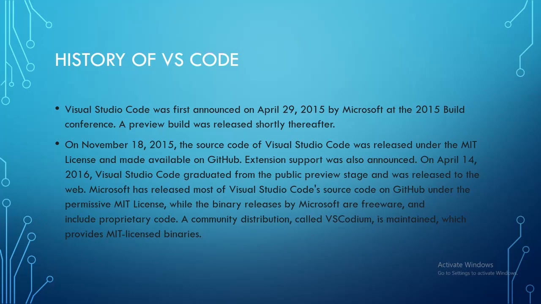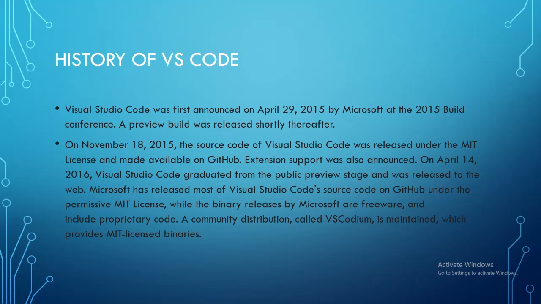On April 14, 2016, Visual Studio Code graduated from the public preview stage and was released to the web. Microsoft has released most of Visual Studio Code's source code on GitHub under the permissive MIT license, while the binary releases by Microsoft are freeware and include proprietary code. A community distribution called VSCodium is maintained, which provides MIT licensed binaries. So you need to learn all of the history of VS Code.